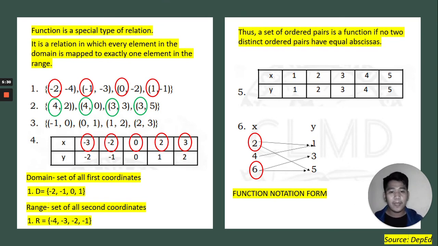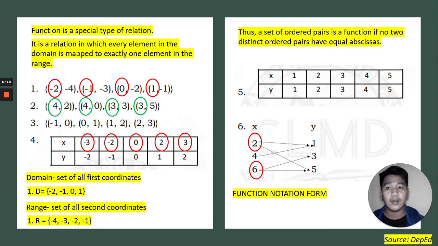For our function notation form, look at number 1. We just need to discover how we get the range out of the domain. We have -2 and -4. What's the relationship between the two? If we are looking for the range, which is -4, how did we come up with -4 out of -2, the domain? The relationship between them, really, is that we just add -2 to the domain, and the same with the others. Let's say -2 plus -2 will give us -4.